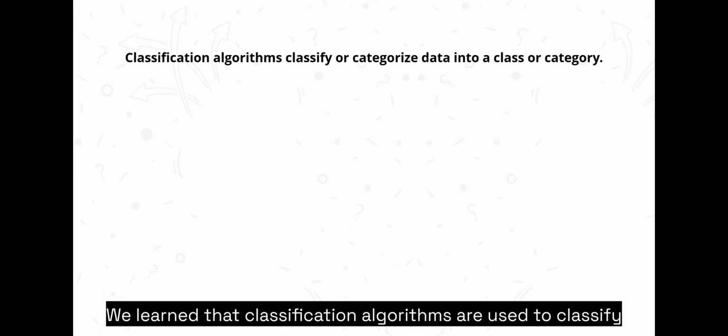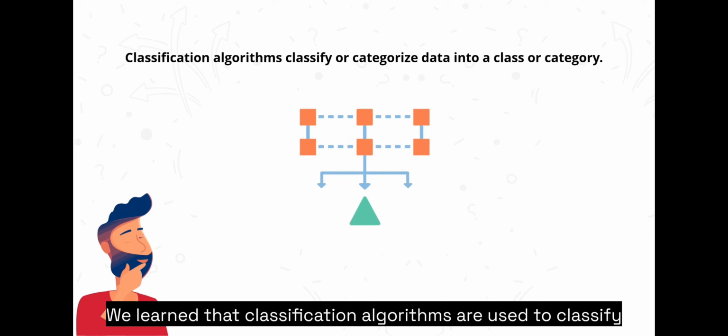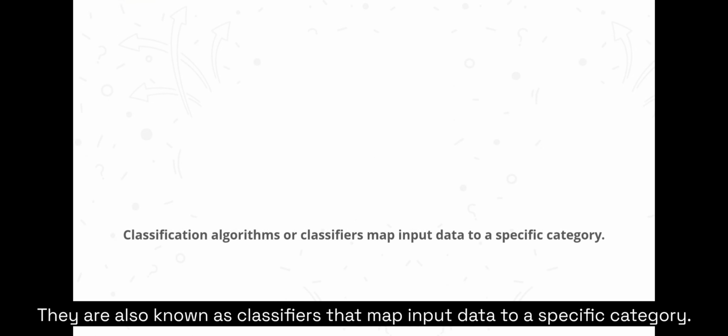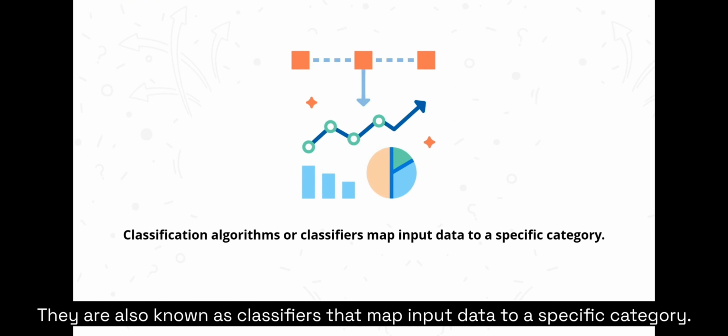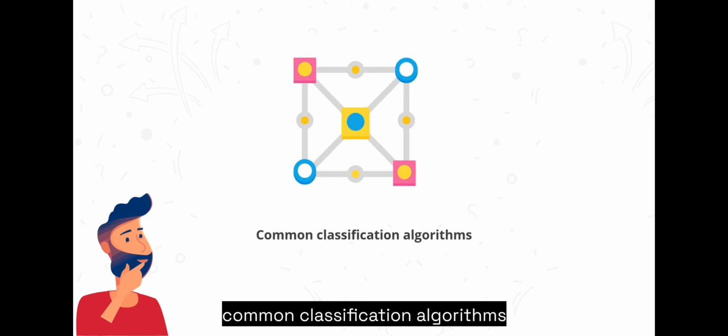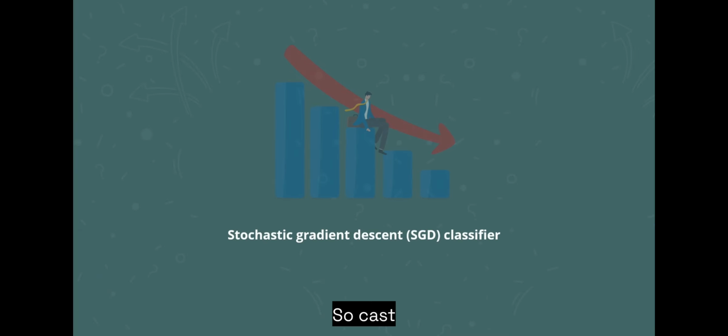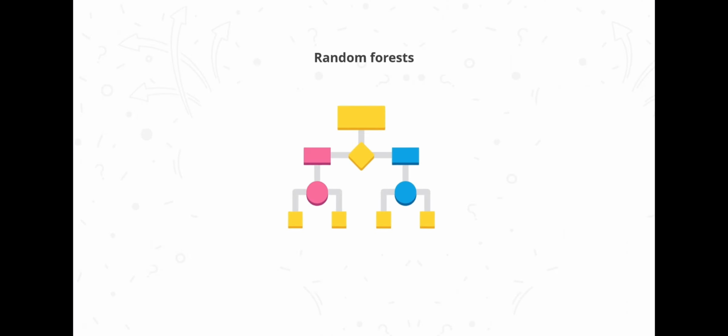Let's have a quick recap of the lesson. In this lesson, we learned that classification algorithms are used to classify or categorize data into a class or category. They are also known as classifiers that map input data to a specific category. We also explored common classification algorithms like naive Bayes, linear classifiers, logistic regression, decision tree classifier, k-nearest neighbors, stochastic gradient descent (SGD) classifier, and random forests.